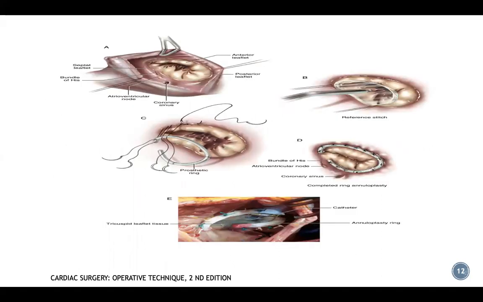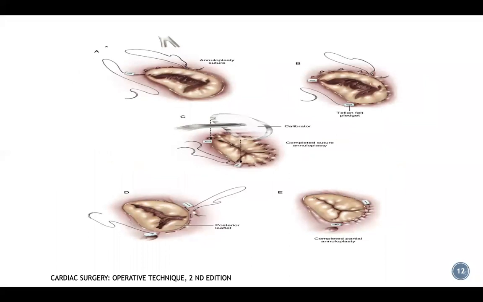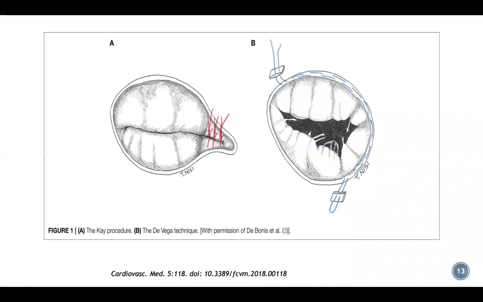In repair, the common one is tricuspid valve annuloplasty, reduction, as well as using the De Vega technique, and you can use a caliper to know exactly how much you want to decrease the annular size. Also, we have the bicuspidization technique.